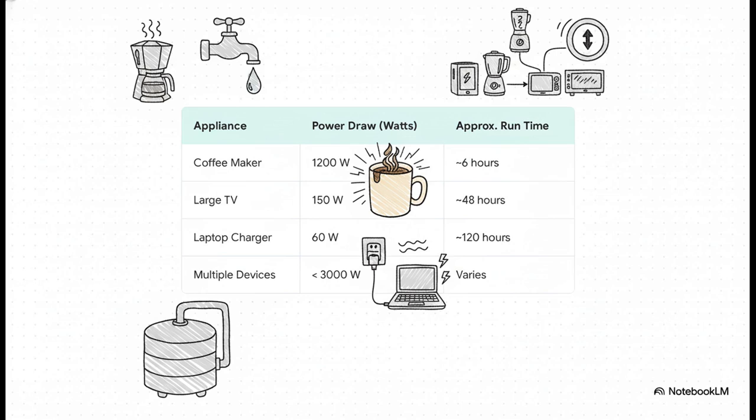Okay, check this out. The numbers here really tell the whole story. You want to run a power-hungry coffee maker? No problem. It draws 1,200 watts, which is way below our 3,000 watt limit. Our tank could keep that thing brewing for about 6 hours straight. What about a big TV? That's only 150 watts. You could run that for 2 full days. And a little laptop charger? A mind-blowing 120 hours. The only rule, the only thing you have to remember, is that the total power of everything you're running at the same time has to stay under that 3,000 watt tap limit.